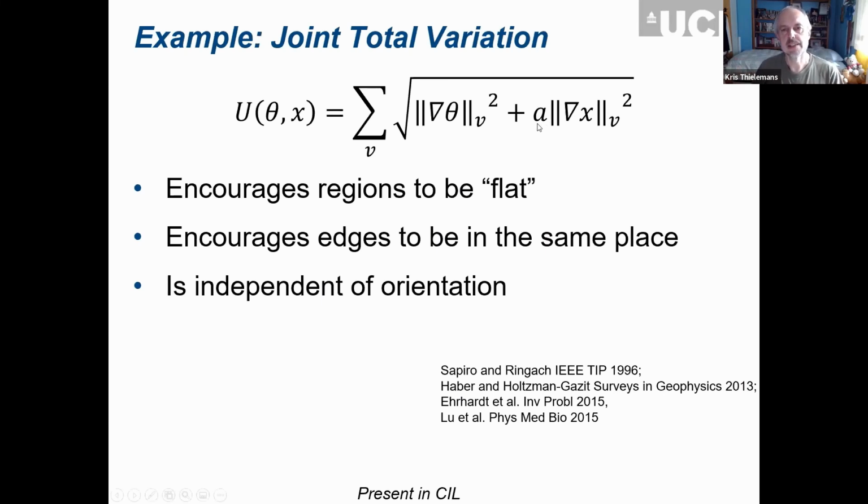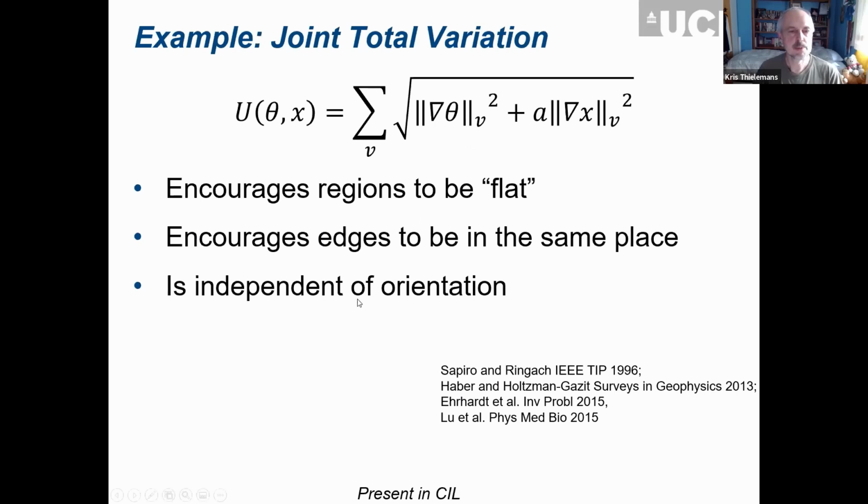Now, it's clear that this is going to try and make flat regions. It's maybe not so obvious that it encourages edges to be in the same place, but if you remember that total variation encourages sparsity in the image or in the coefficients that you estimate, then you will also have sparsity in the joint images' coefficients, or in this case, gradients. That means it's going to put gradients as much to zero as possible. But if they are not zero, it's going to put them in the same place.